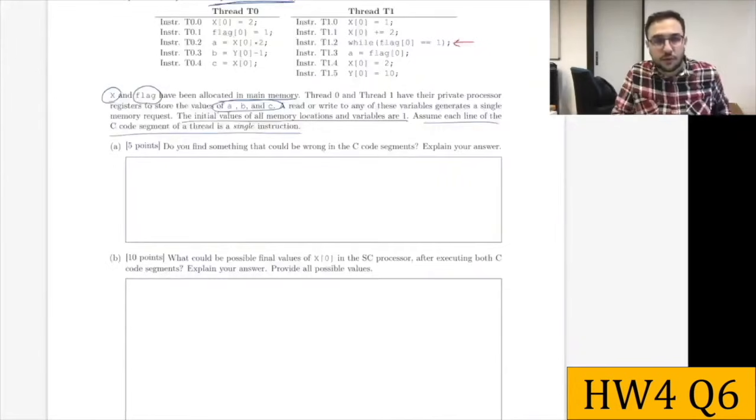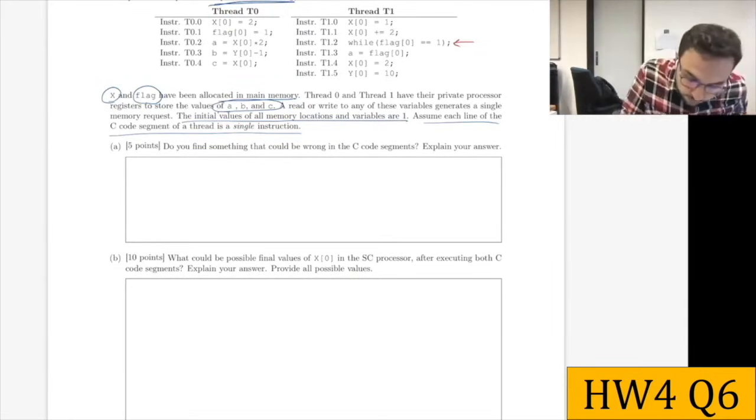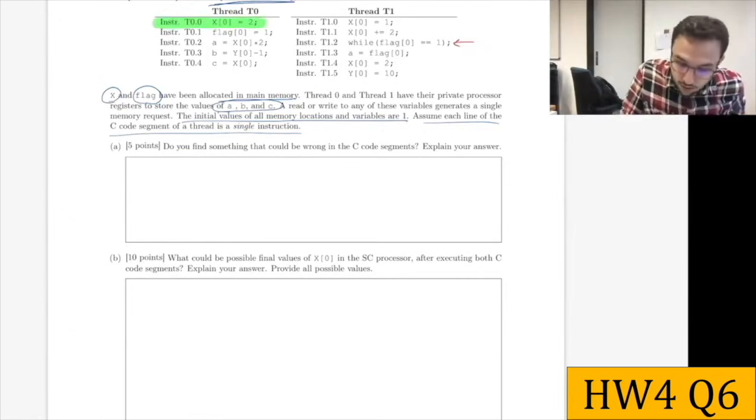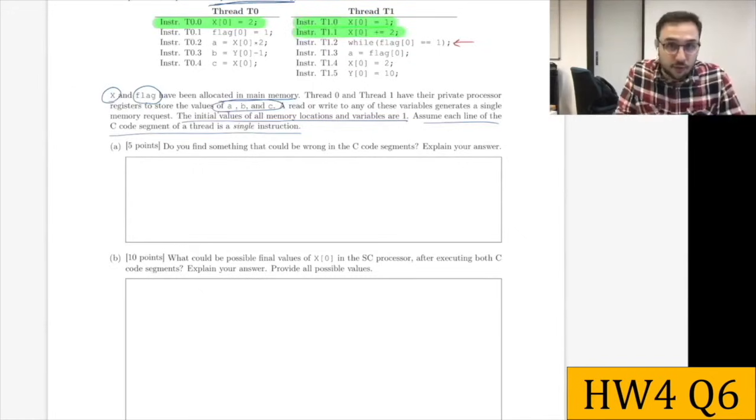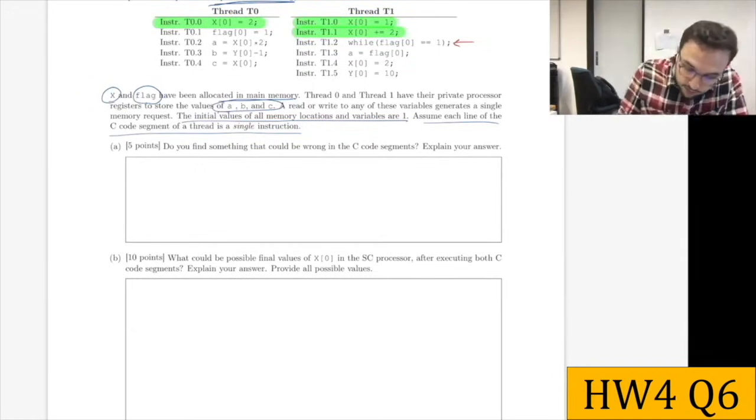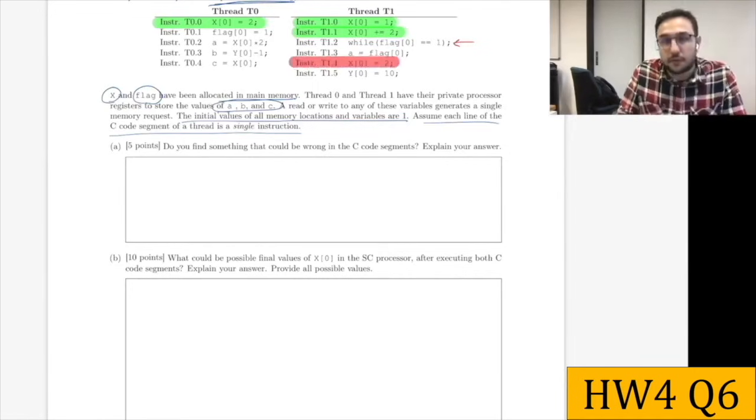In the second part of the question, we are asked to find all possible values that X0 can get after executing these codes. From the first question, we know that T1 never finishes because there is an infinite loop. So let's look at which instructions can actually change X0's value. We have instruction T00, instruction T10, and instruction T11 that can change X0's value. We have another instruction here, but the program never reaches it because of the infinite loop.